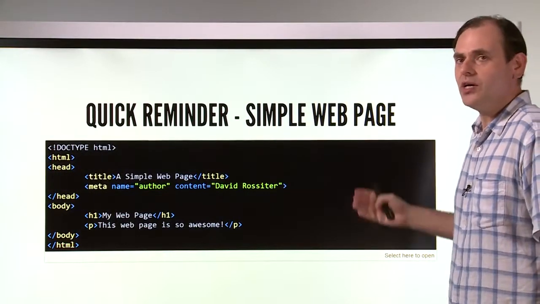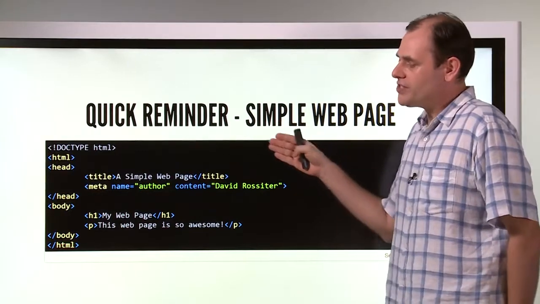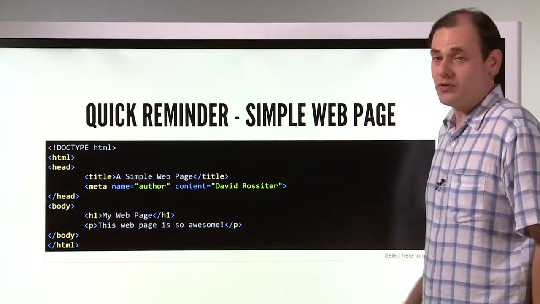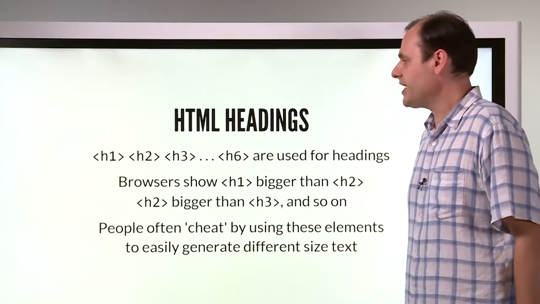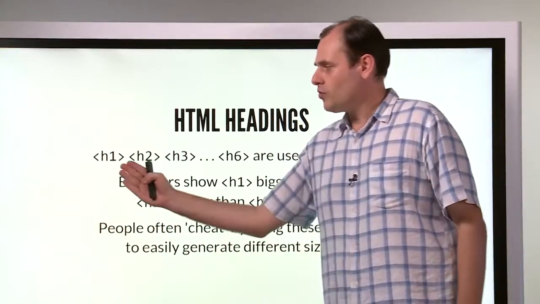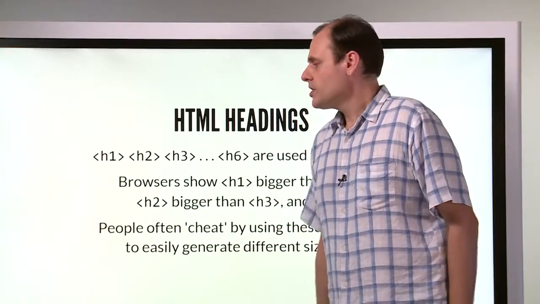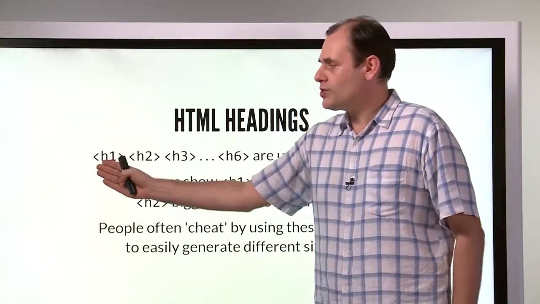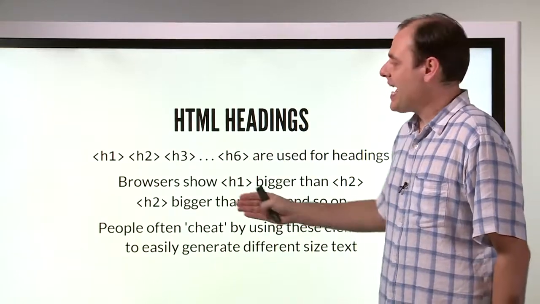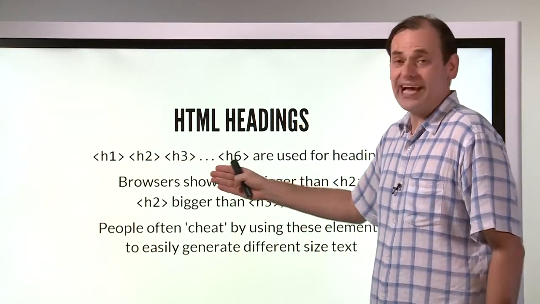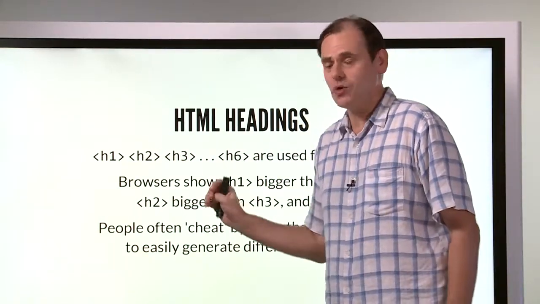So, quick reminder, what do we already know? Well, we've seen this web page and we've talked about this web page. So let's strengthen our understanding. In that web page we've already seen we had H1. So there's actually a range of those. H1, there's H2, H3, H4, H5, H6, and each one gets smaller and smaller. So that H1 is the biggest one.